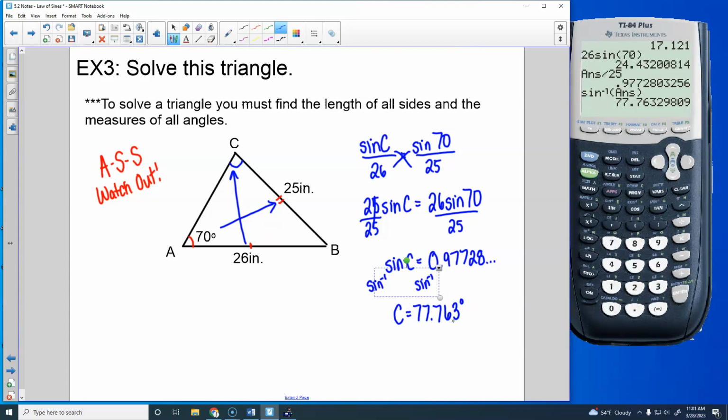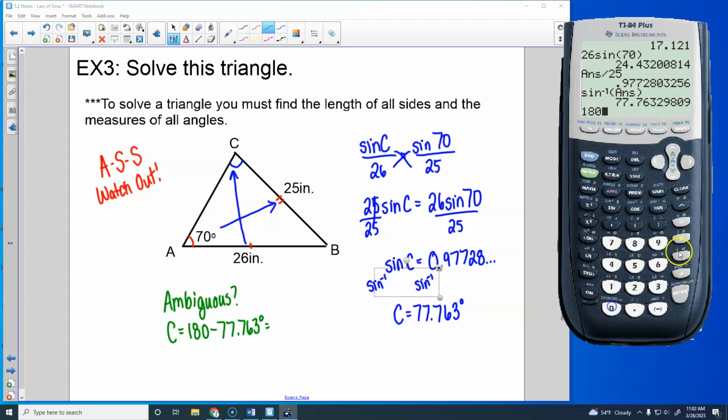Okay, so as soon as you find that angle, this is when you check for ambiguous case. So what you're going to do is you're going to say, is it possible for C to equal 180 minus 77.763? And when we talk about the unit circle, we'll talk about why we're doing that. Right now, just sort of take it. These are both angles that have that same sine value, so we get 102.237.